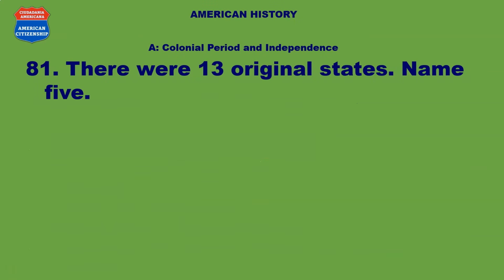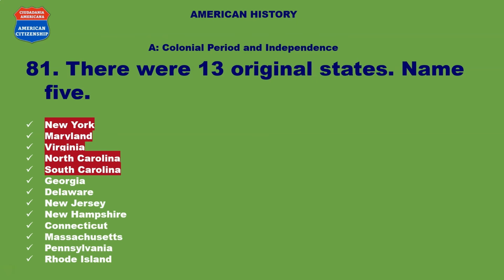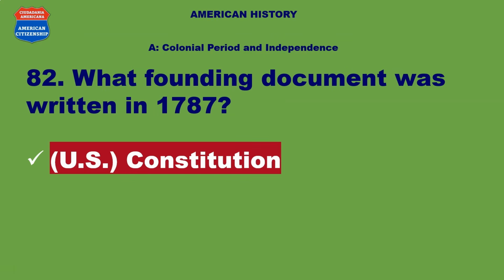There were 13 original states. Name five. New York, Maryland, Virginia, North Carolina, and South Carolina. What founding document was written in 1787? The United States Constitution.